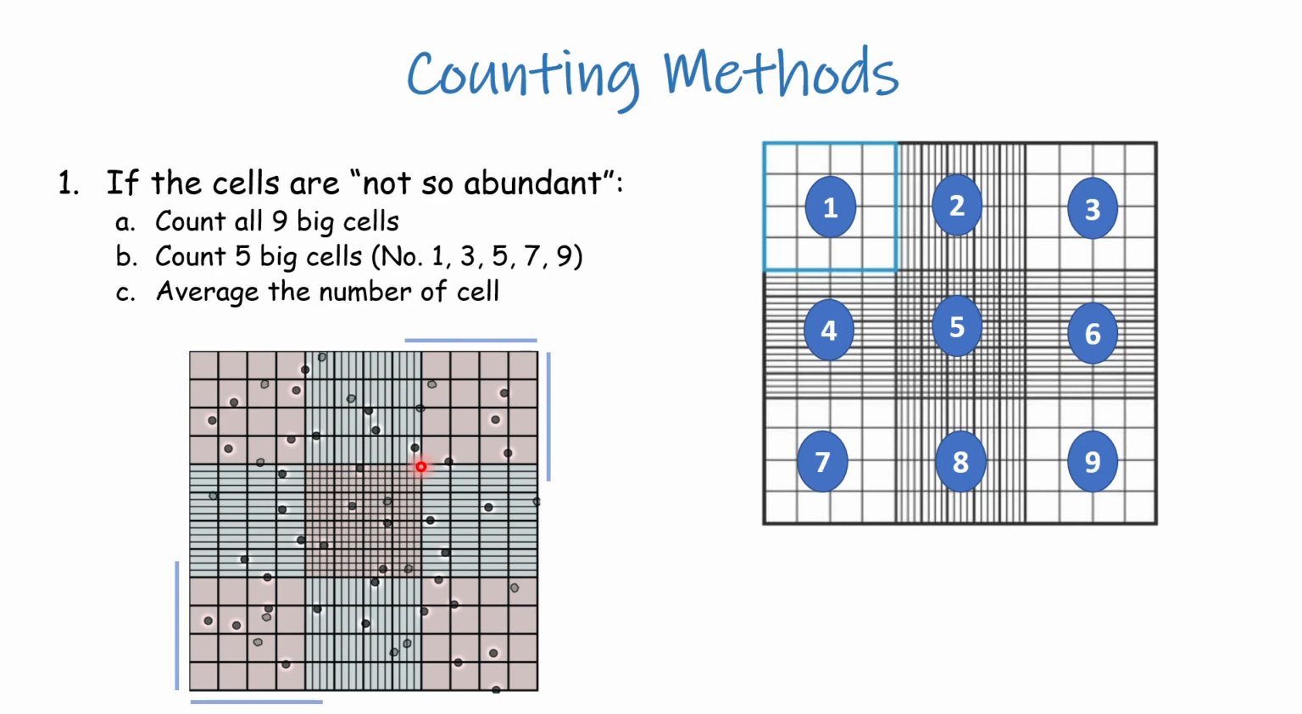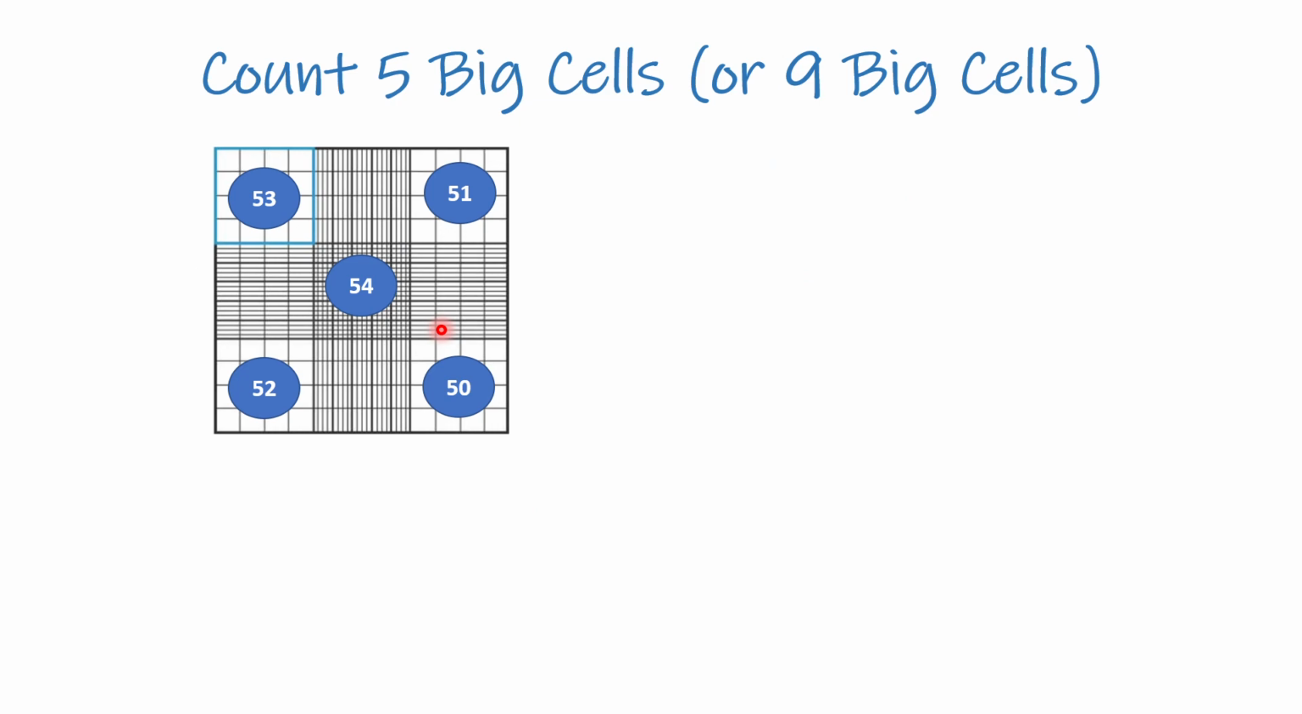Okay, but other labs' rule is to count only the cells that touch the line on the right and bottom, or right and above. Others have left and bottom, or left and above. It's different from lab to lab, so you have to make sure of that before counting. So this is what we do when we want to count the cells using 5 or 9 big cells. Okay, so we have 53, 51, 54, 52, and 50 cells in each big cell.